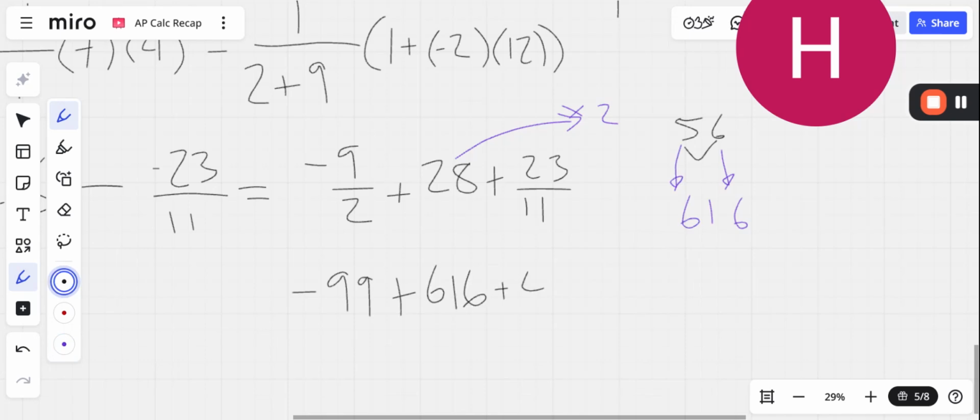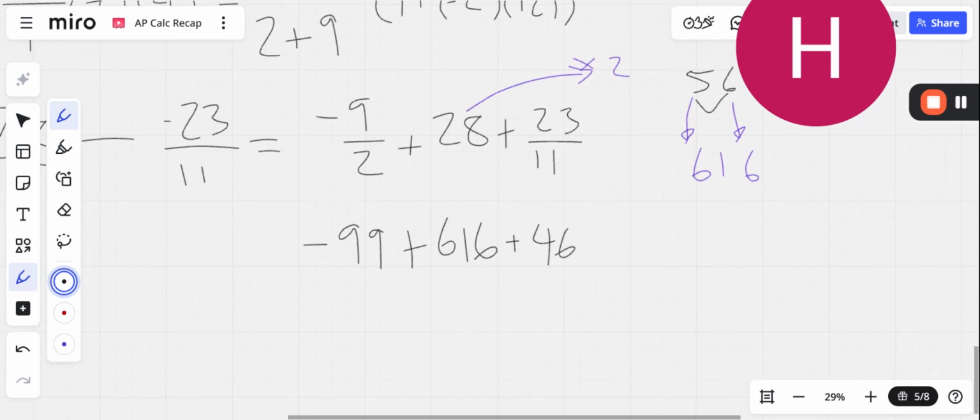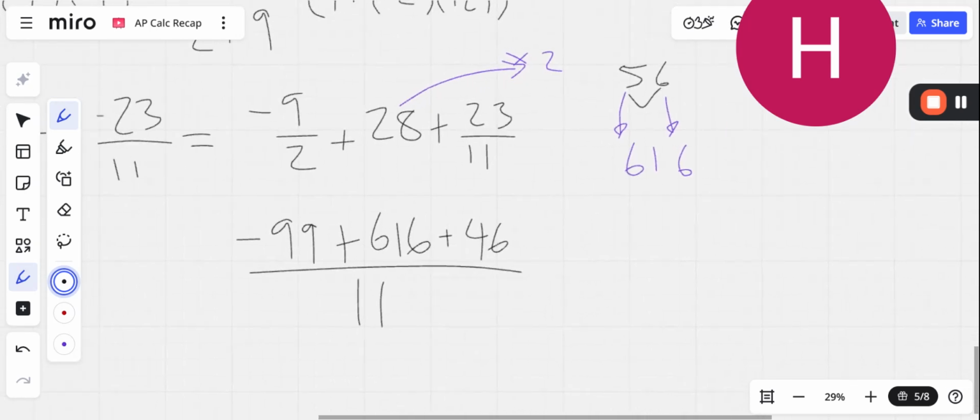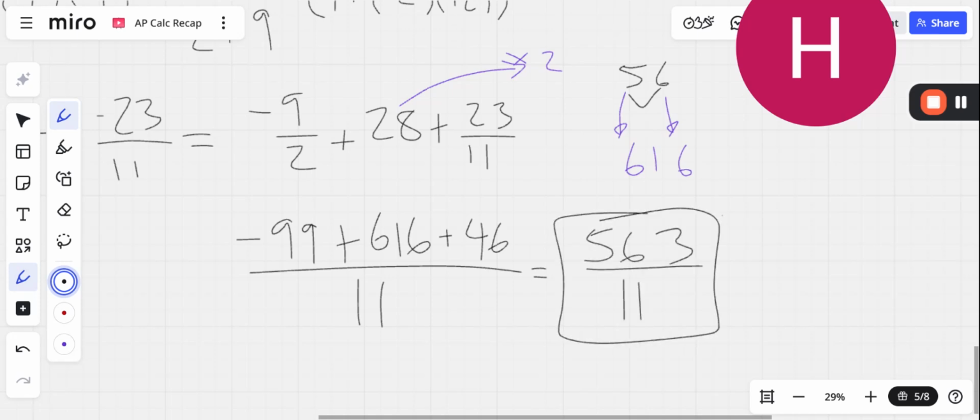And then here we just have to multiply this by 2. So plus 46 all over 22. Very nice. Subtracting 99 is easy, right? You're basically subtracting 100. So subtract 100 and then put 1 back. So 517 plus 46, which gives me 563 over 22.